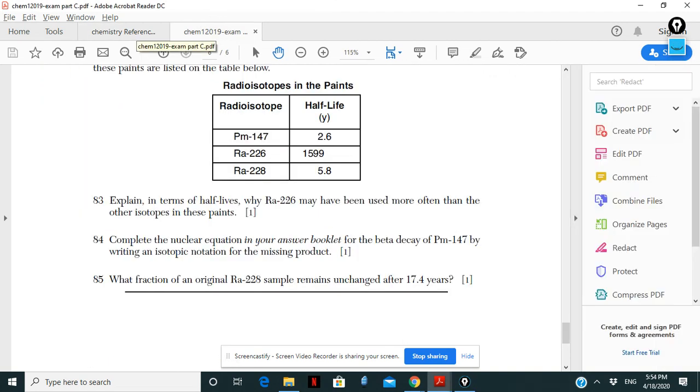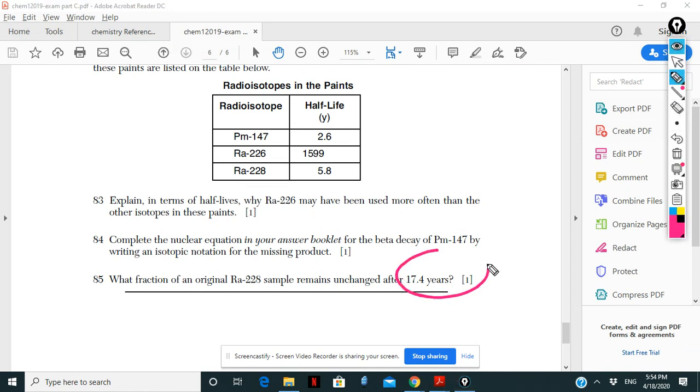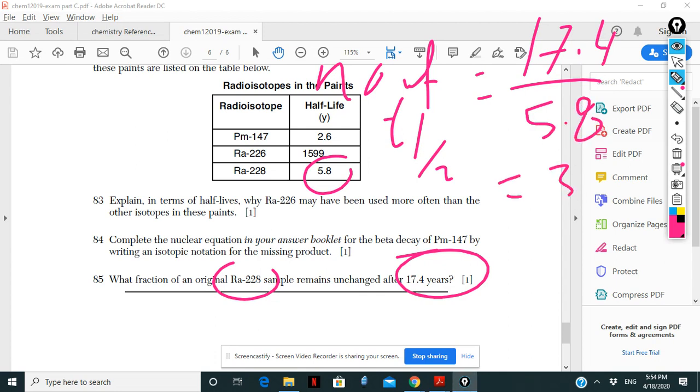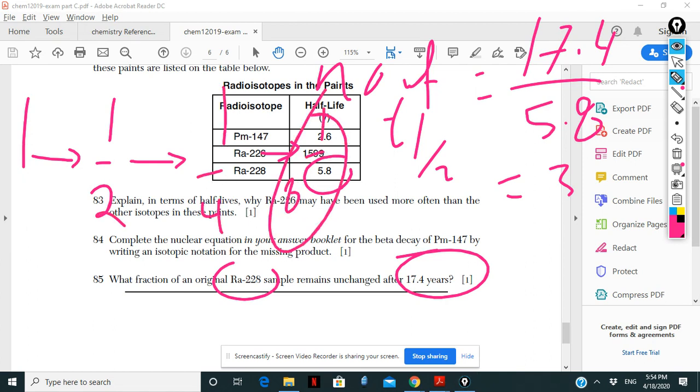Now, what fraction of the original remains after 17.4 years? The half-life is 5.8. So the number of half-lives equals the given time divided by the half-life, 5.8, which equals 3. So I have 3 half-lives. If I start with 1, half of 1 is a half, half of that is 1/4, so then 1/8. I can write 1/8, or I can write 0.125, or I can write 12.5%. All of them are applicable.